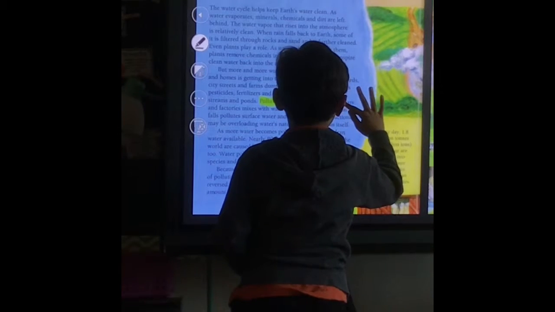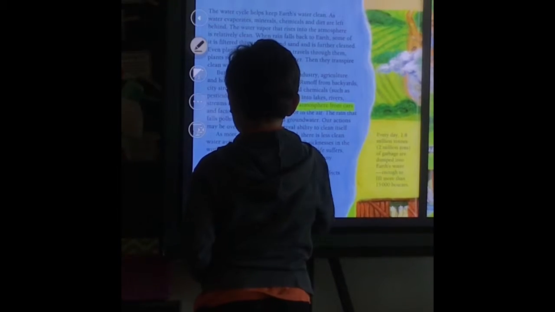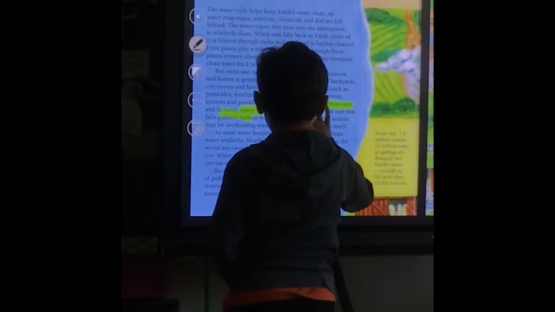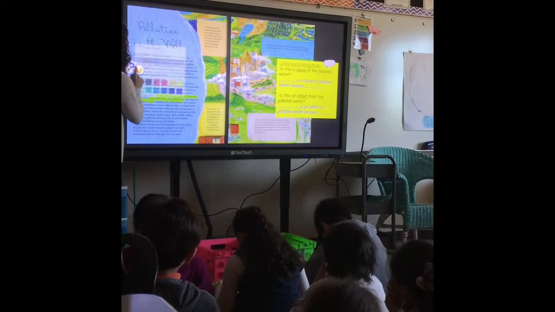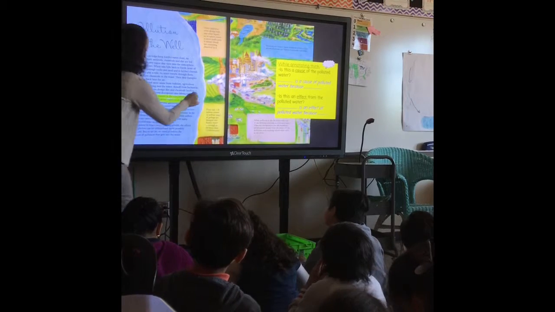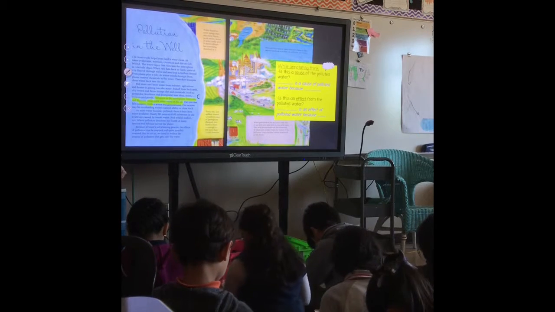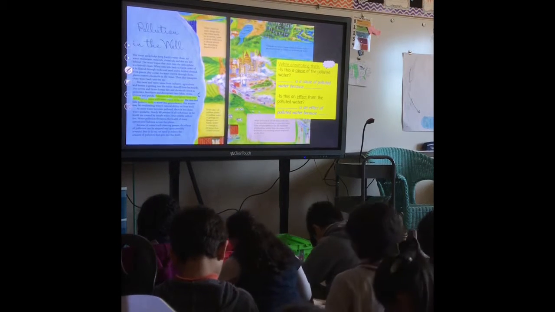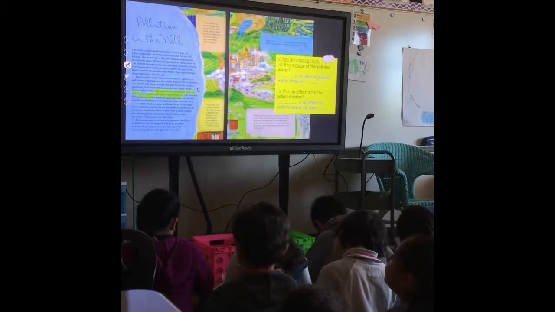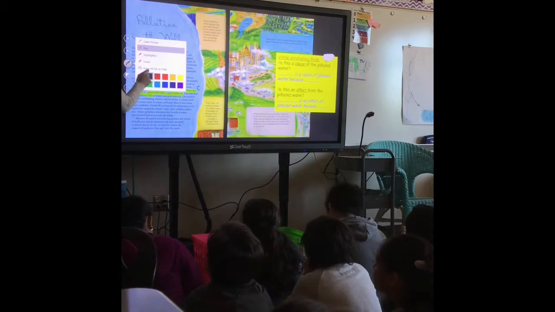Pollution in the atmosphere from cars and factories mixes with the water vapor in the air. And then we're going to take our pencil and we are going to write down a C for cause. C for cause. So when I'm going back into my text later, I can remember the C is for cause. So pollution in the atmosphere from cars and factories mixes with water vapor in the air. So because of the cars and the factories, this pollution is getting into the water vapor in the air.